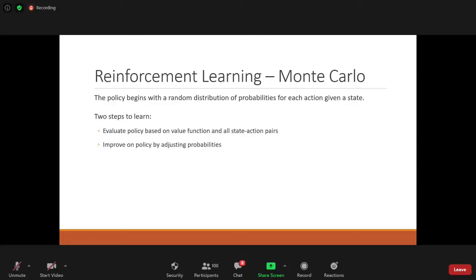You begin with a random distribution of probabilities, but you go through two cycles. First, you evaluate the policy based on the value function. So you'll have to simulate every possible action that your agent can take at the current step and basically check what the reward value for each of these actions is. By doing that, you can define how to improve on your policy by adjusting for actions that result in higher reward.